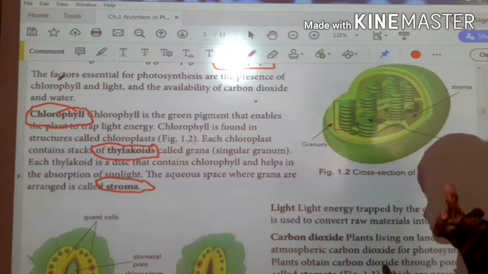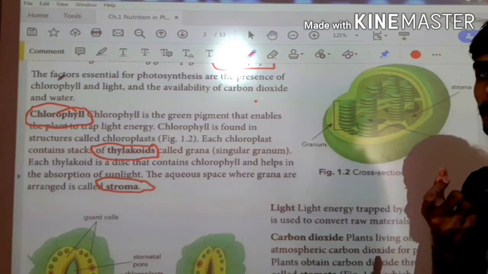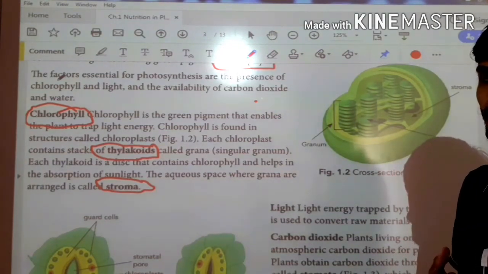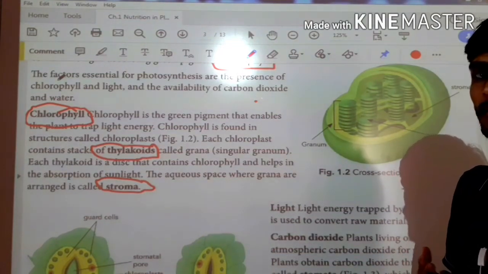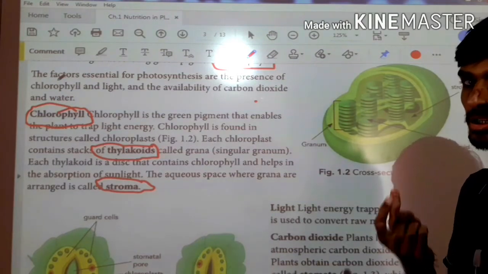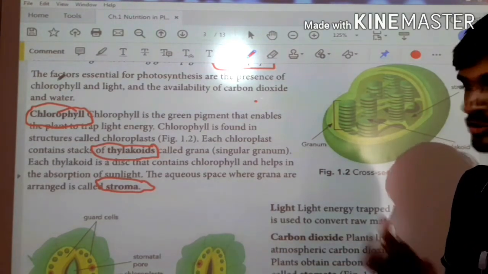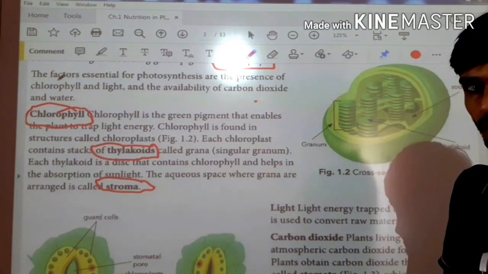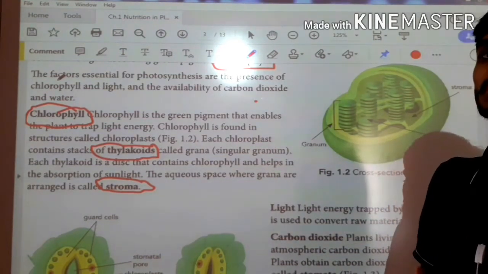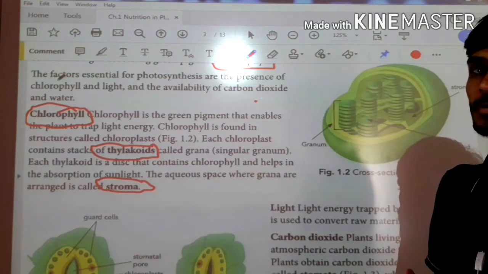So what is the usage of the chlorophyll? Chlorophyll traps the sunlight for the energy, right? When it traps the sunlight, in the presence of carbon dioxide, water, this chlorophyll also and minerals, with water also, it can manufacture the food. This is called as photosynthesis process.